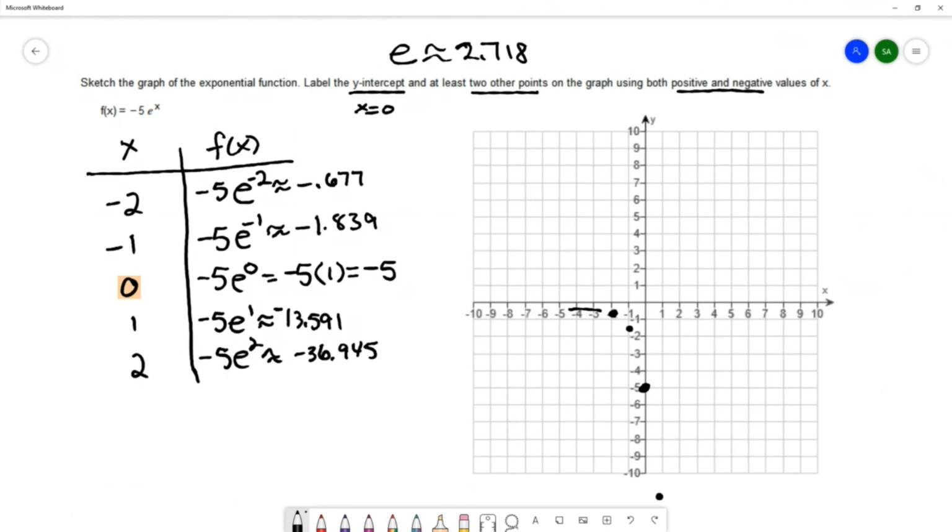And we have a sketch of our graph of negative 5e to the x. We do have a horizontal asymptote that is right on top of our x-axis, the line y equals 0.